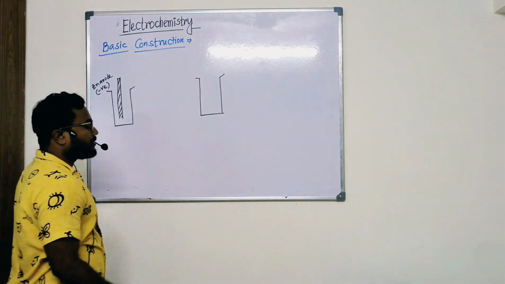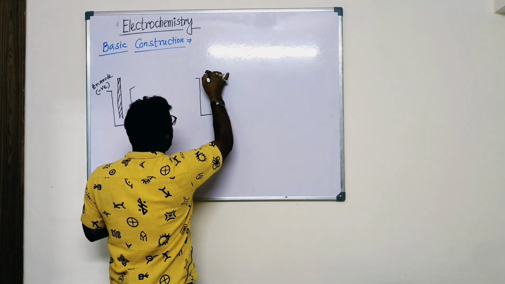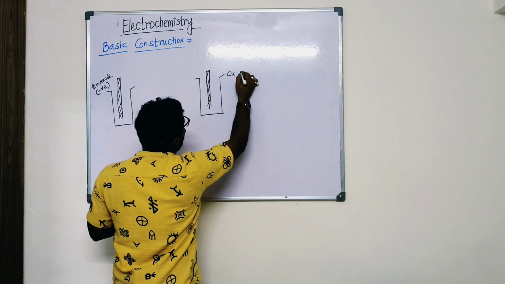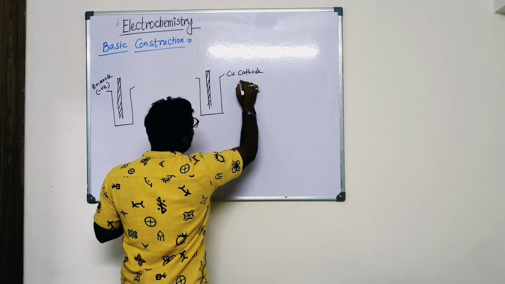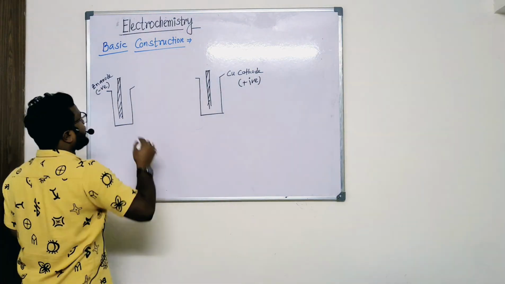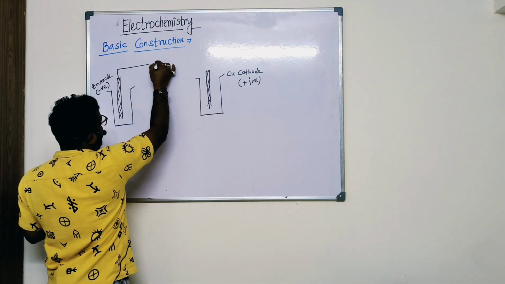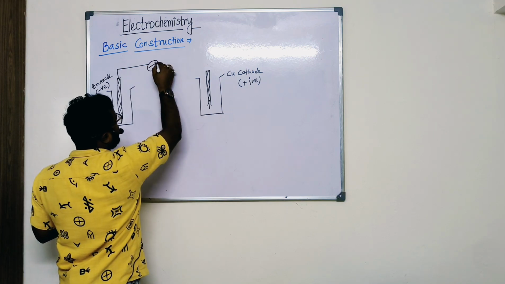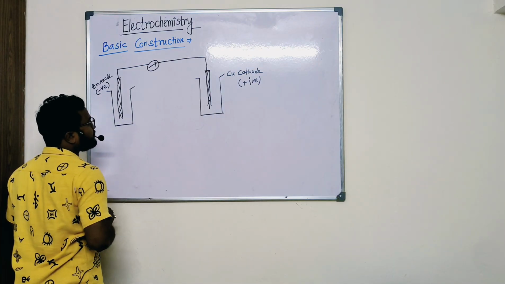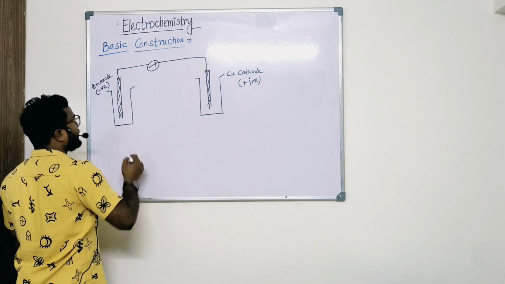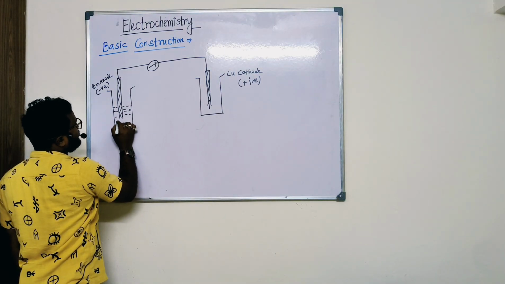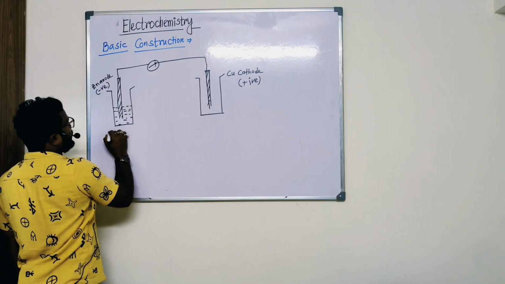On the right side terminal, we have the copper cathode and it is a positive terminal. They both are connected by an electrical wire and here one galvanometer is connected. This is our galvanometer. The solution of ZnSO4 is taken here. This is the ZnSO4 solution.